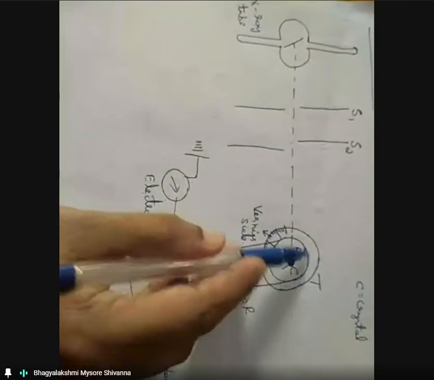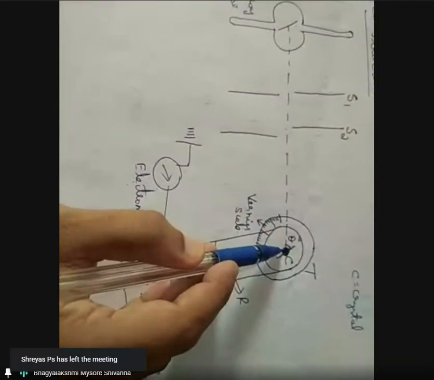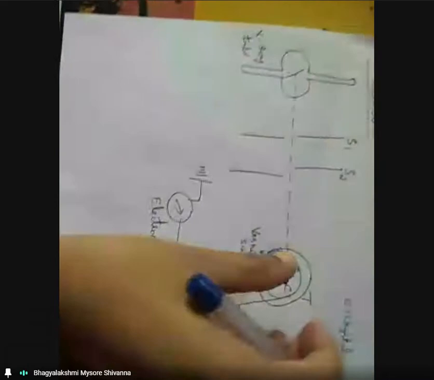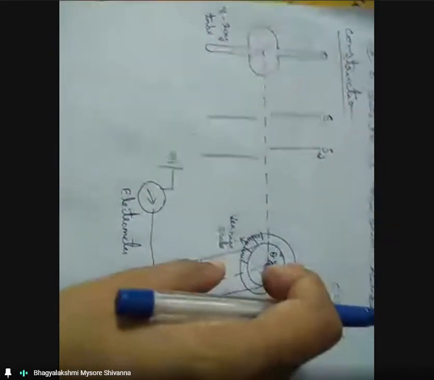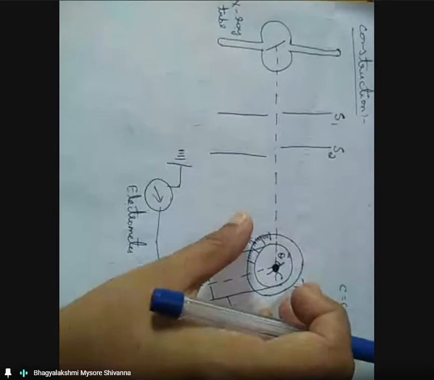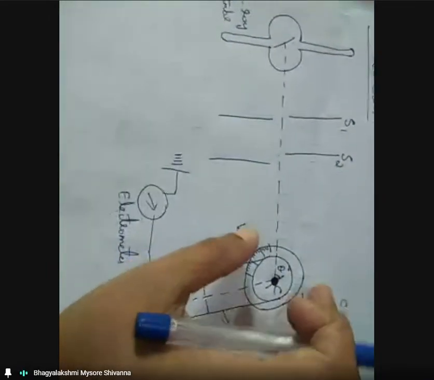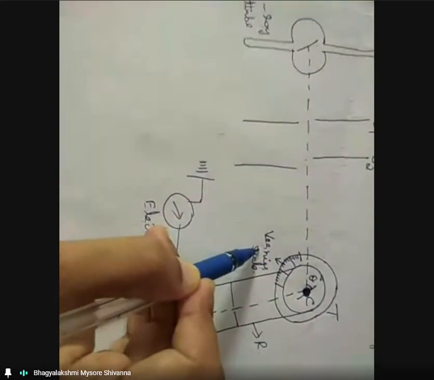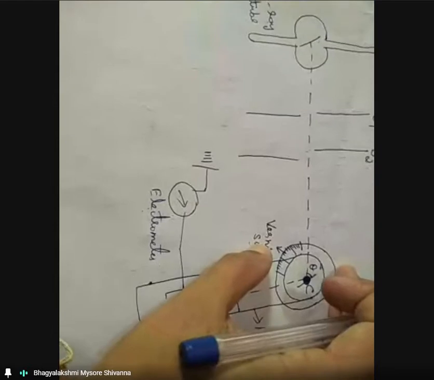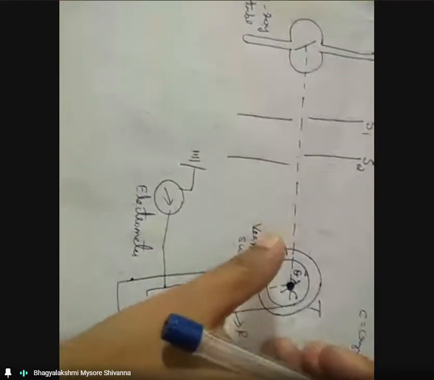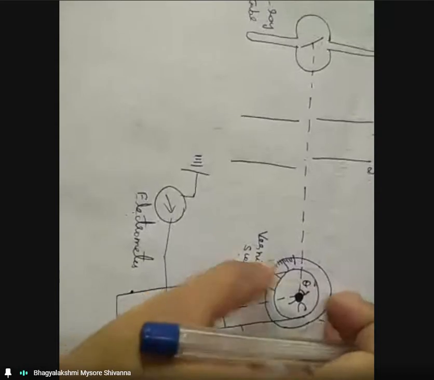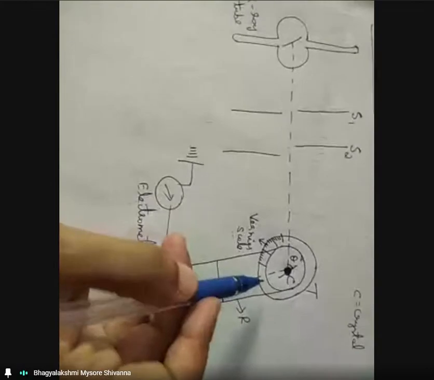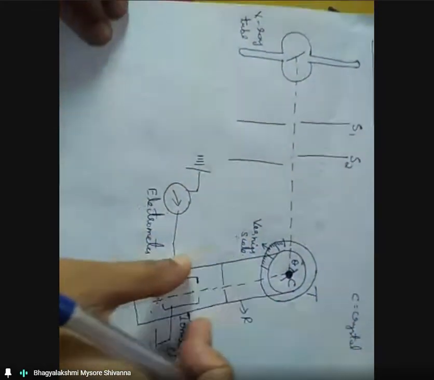This crystal is mounted on the circular table, which is represented by T. The table T should be capable of rotating about a vertical axis, and its position can be determined using the vernier scale. This table is provided with the radial arm.